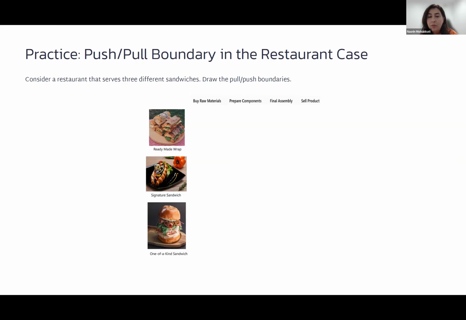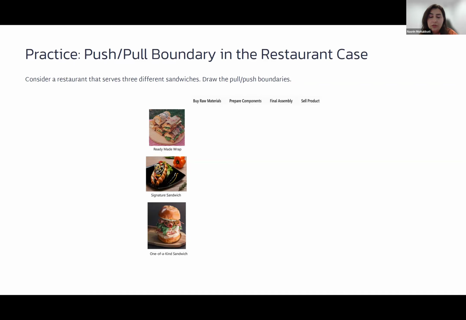Is it buying raw materials for the business, preparing components, final assembly, or selling products? So where in between these does the boundary happen? Basically, which are push processes, which are pull processes.